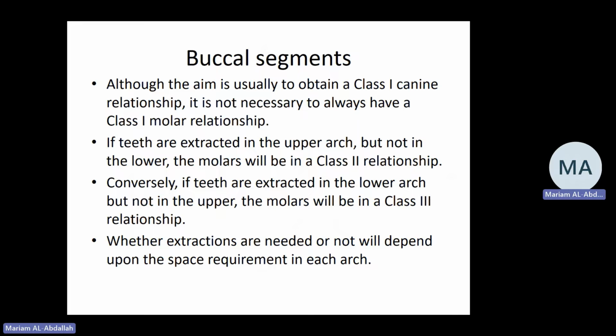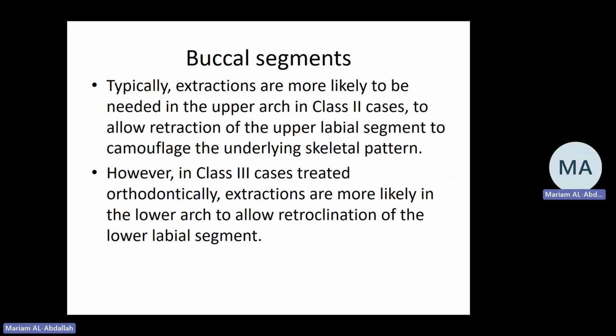If you decided not to extract at all, you have to aim for class 1 molar relationship. If you extracted in the upper arch only, then you plan for full unit class 2 molar relationship. If you extract in the lower arch only, then you have to plan for full unit class 3 molar relationship. If you extract in the upper and the lower, and here we're talking about premolars, of course, then you have to plan for a class 1 molar relationship. So the buccal segment relationship will depend on your extraction decision mainly, okay?